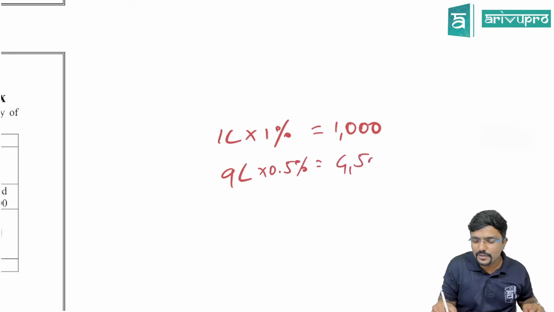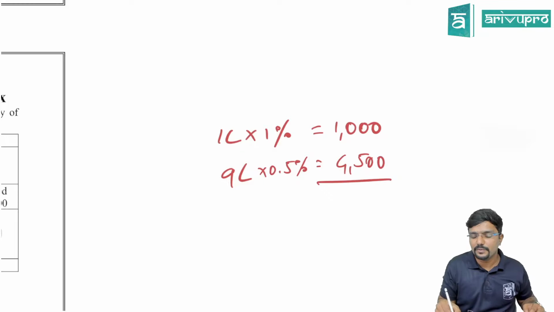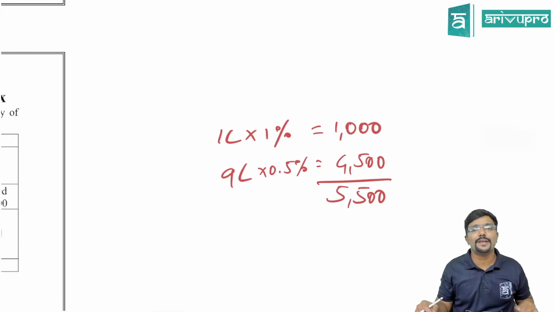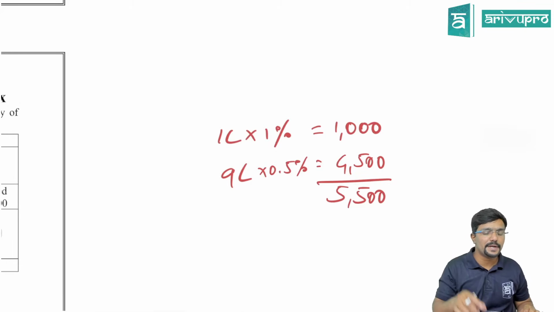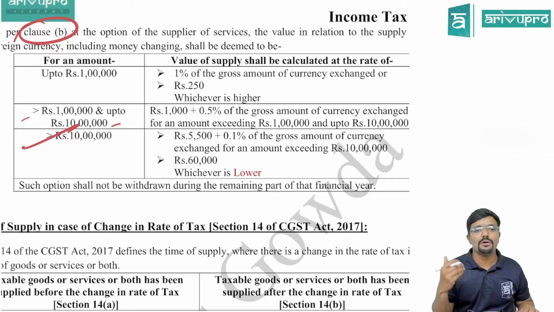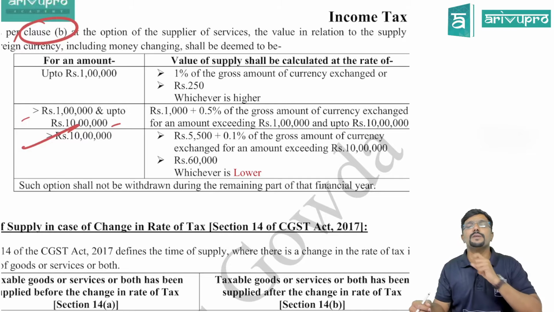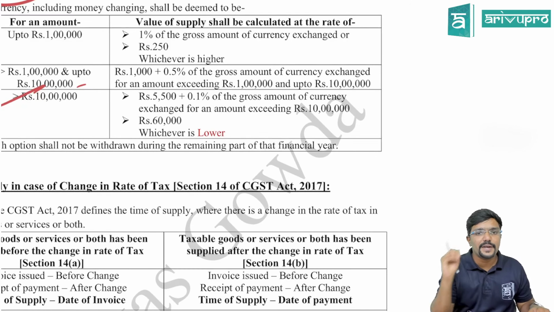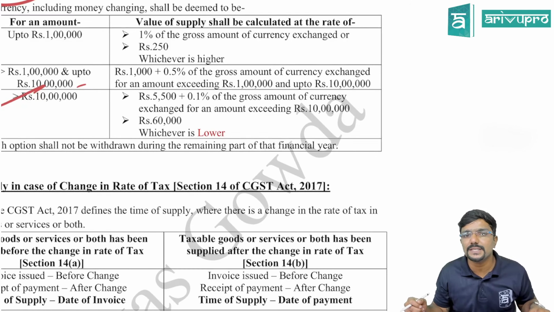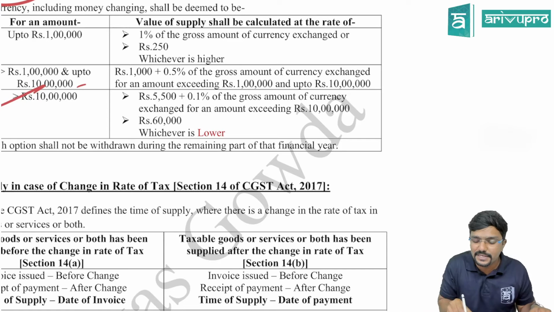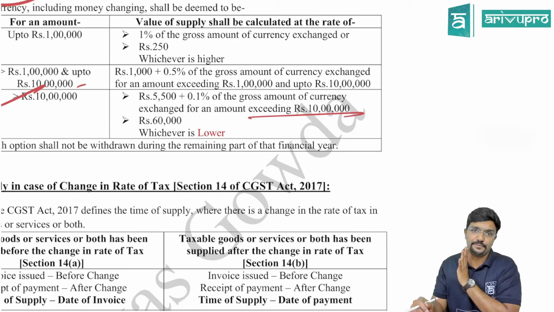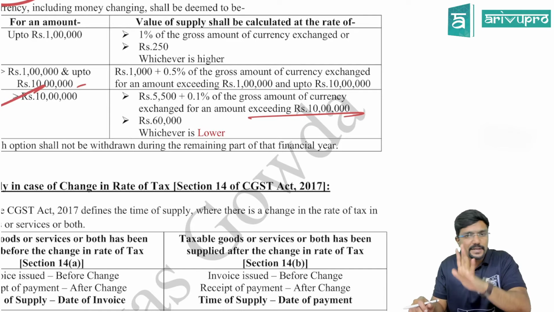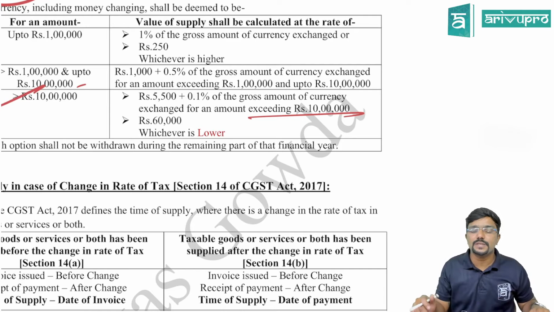0.5%, so it will be 4,500. So what will be the total? 5,500. So in excess of 10 lakh, if you have exchanged, it is 5,500 plus 0.1% of the gross amount of currency exchanged in excess of 10 lakh. Please observe, 5,500 plus 0.1% of gross amount of currency exchanged exceeding 10 lakh, which is missing in the question. They have not mentioned this. So the question is somewhat incomplete, but still 60,000, whichever is lower.